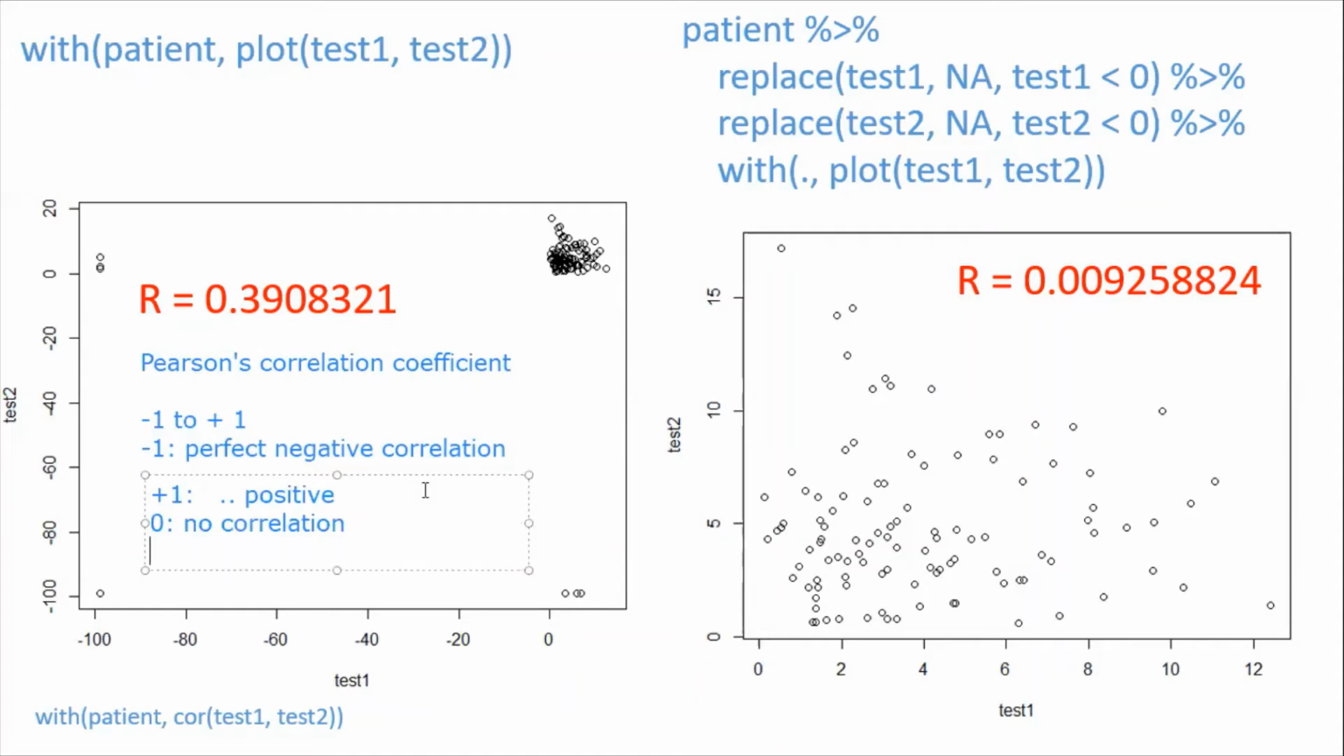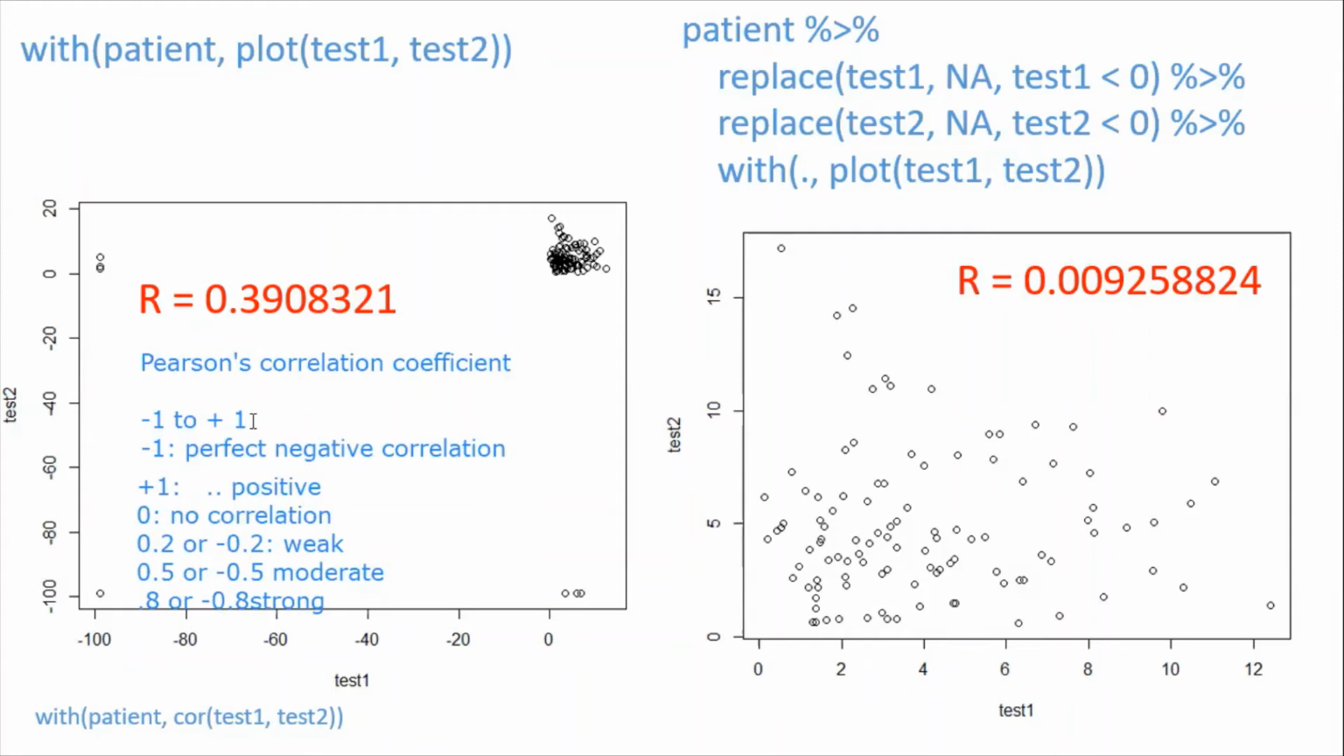So what about 0.2 or minus 0.2? Around 0.2 or 0.3, it is a weak association. Around 0.5 is moderate association. And then around 0.8, strong association. This applies to both 0.8 and minus 0.8, or 0.5 and minus 0.5. So this is how you interpret the correlation.